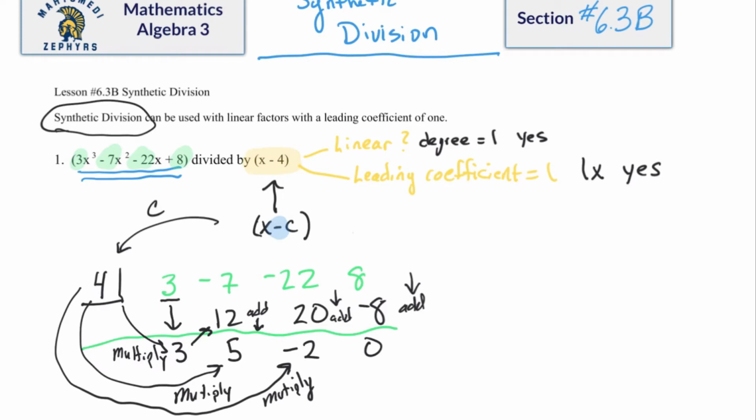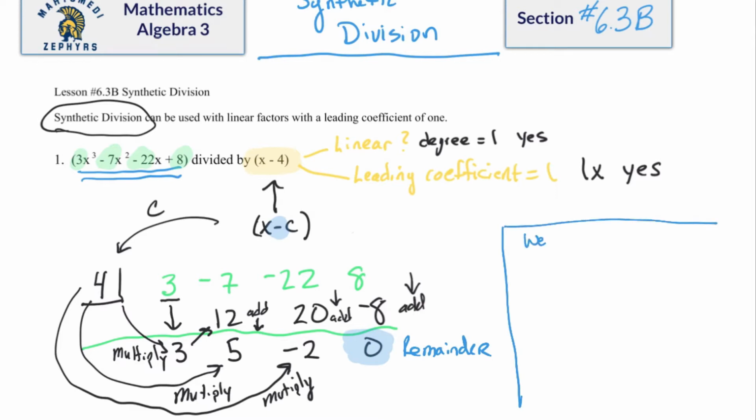That's great because the last number, the last column, is going to be your remainder. And if there's a remainder of 0, that means that the original polynomial gets divided by x minus 4 evenly. So x minus 4 is a factor.